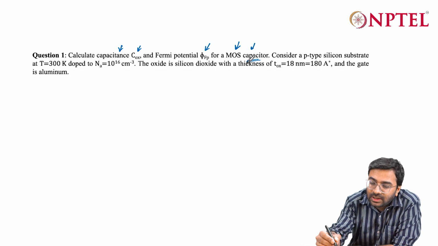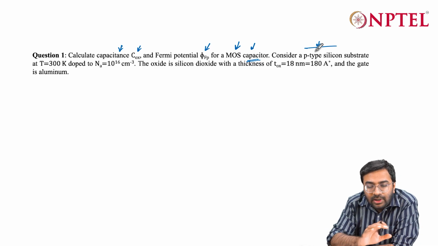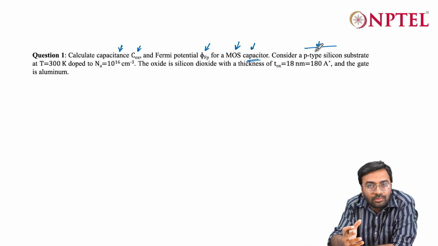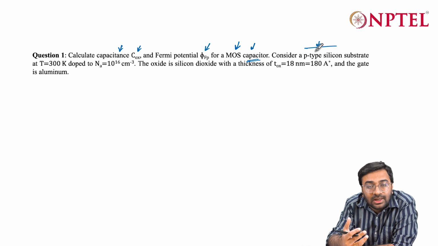Consider a p-type silicon. So, it is also written that consider a p-type silicon. Now, when the problem solution is complete, you can think about what if it is an n-type silicon? It is written a p-type silicon substrate. This could be an n-type silicon substrate as well.